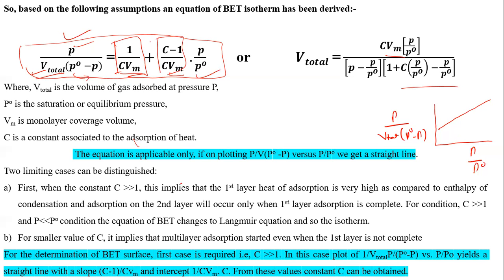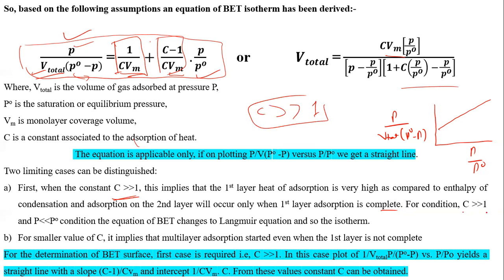So there are two limiting cases in case of your BET isotherm. First is when your constant C is very much greater than 1. It means that our first layer heat of adsorption is very high as compared to the enthalpy of condensation. And adsorption on the second layer occurs only when the first layer is adsorbed. तो यहाँ पे अगर आपका C का वैल्यू 1 से बहुत ज्यादा है, इसका मतलब ये है कि आपका जो हीट इंथैल्पी ऑफ कंडेंसेशन है उससे आपका हीट ऑफ एड्सॉर्प्शन बहुत ज्यादा है. इसका मतलब कि जब तक आपका पहला लेयर कंप्लीटली मोनोलेयर नहीं बनेगा, तब तक सेकंड और थर्ड और so on लेयर occur नहीं होगा.